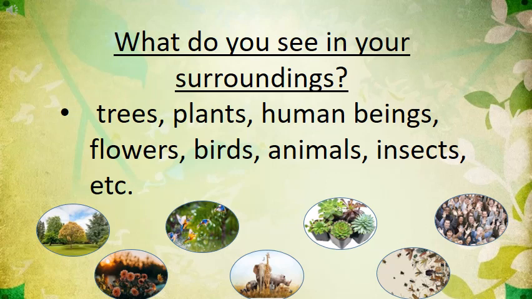Children, there are different poets who have written poems on different subjects. So today, we are going to read one of the poems of a renowned poet of the 19th century. But before I commence with that, tell me, what do you see in your surroundings, children? The expected answers from you may be trees, plants, human beings, flowers, birds, animals, insects, etc.